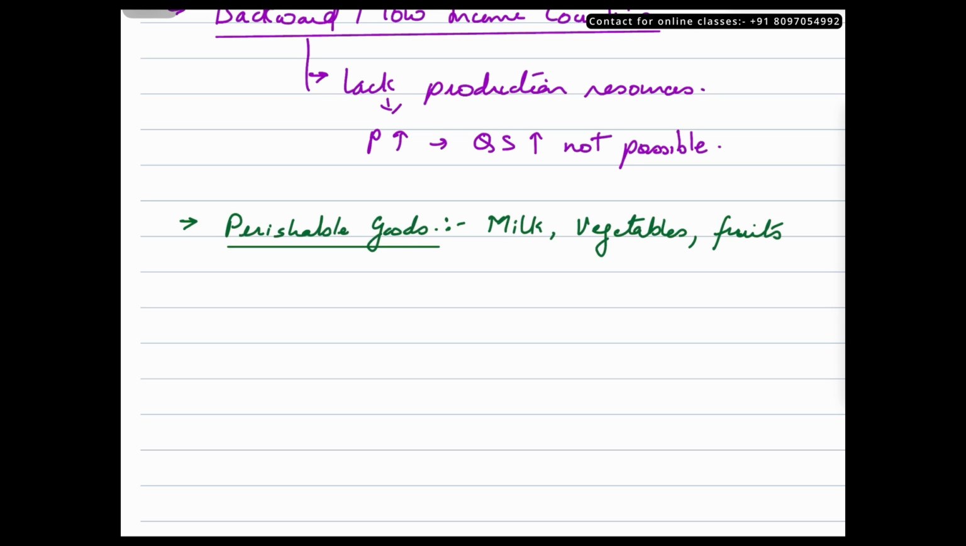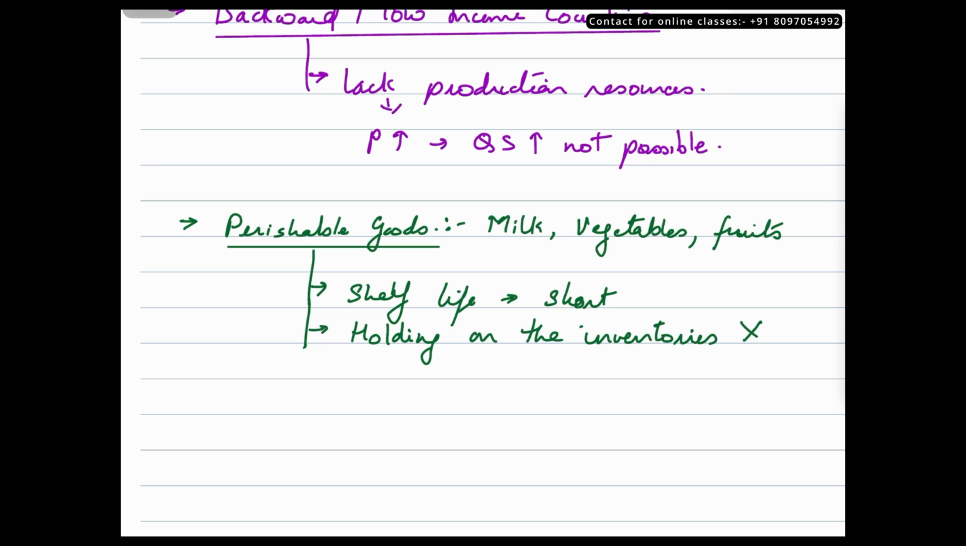Now, when we talk about perishable goods, they don't have a long shelf life, right? So their shelf life is short, meaning the seller cannot hold on to the inventories with an expectation of prices rising in the future. Can you do that with milk? I'm certain we can't, because milk is highly perishable and it gets spoiled even if it is left outside the fridge for 2 hours. So holding on to the inventories is not possible.